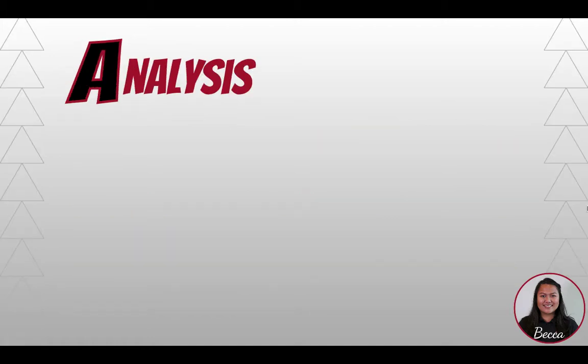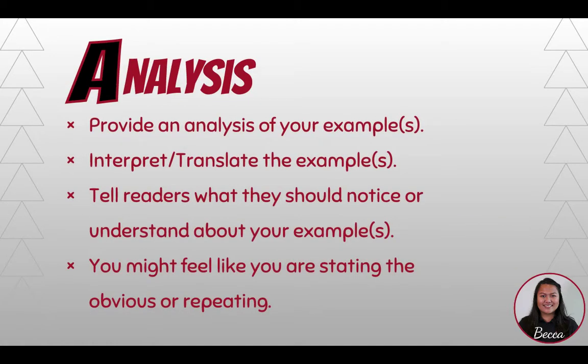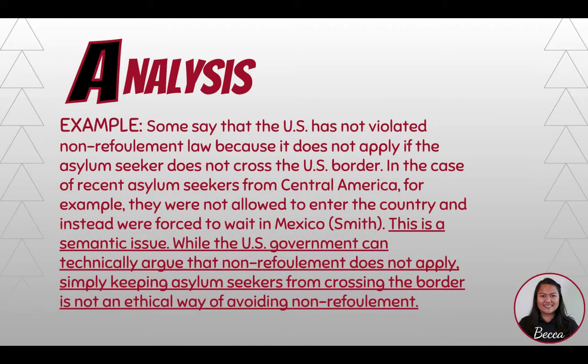A, or analysis, is your interpretation of this information, or better translating that evidence to your reader. Analyses also highlight the significance or importance of that evidence. You might feel like you're restating yourself, but you want to be extremely clear with what this evidence means so that your readers don't make their own inferences. The analysis in the underline states, "This is a semantic issue. While the U.S. government can technically argue that non-refoulement does not apply, simply keeping asylum seekers from crossing the border is not an ethical way of avoiding non-refoulement." This analysis points out that although the U.S. is technically not breaking the law, the way they're going about it is being analyzed as unethical.